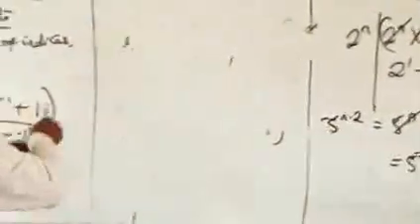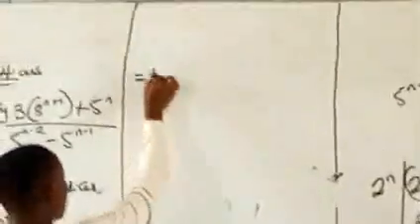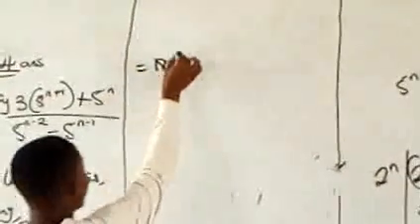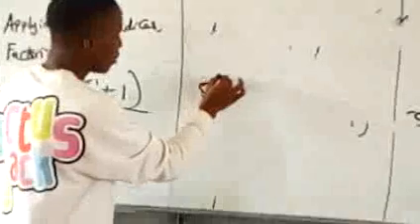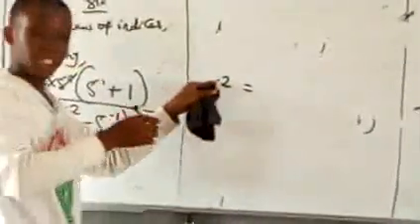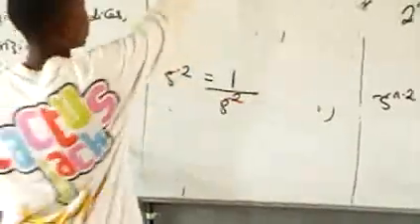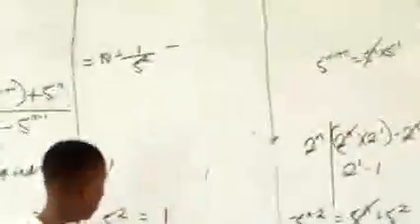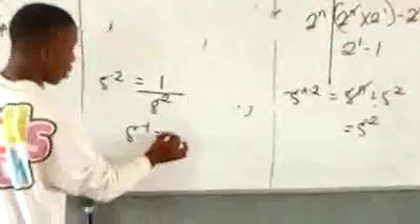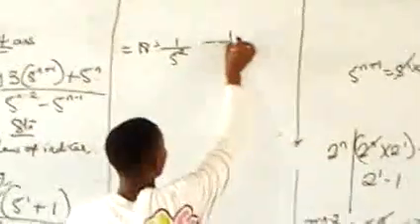Now 3 times 6 will give us 18. So 18 divided by, now recall, in indices, 5 raised to the power minus 2 is equal to 1 over 5 raised to the power 2. So divided by 1 over 5 raised to the power 2, minus 5 raised to the power minus 1, which is equal to 1 over 5. So we substitute minus 1 over 5.